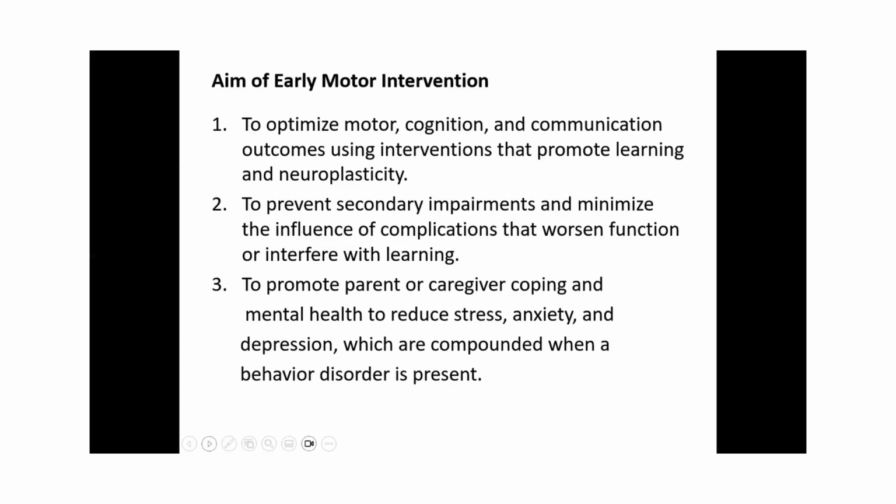And it also prevents secondary impairments and minimizes the influence of complications that worsen function. If the child develops contractures, these threatening contractures, the child will stop functioning after some time. So active movements help in different ways. To promote parent and caregiver coping and mental health, to reduce stress. When you demonstrate therapy to the parents, you need to handle the child, you need to play around, you need to find out what works best, what is the child's most comfortable posture. Until and unless the child assumes a comfortable posture, the child will not be able to use his limbs, be it the hands, arms, or legs.